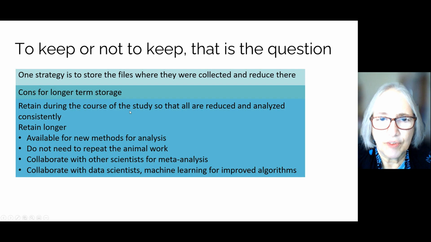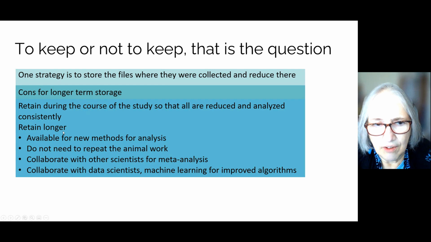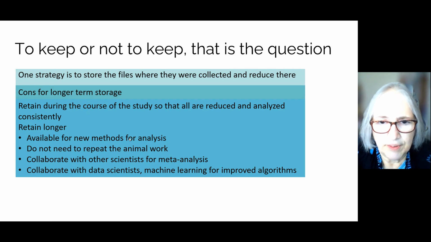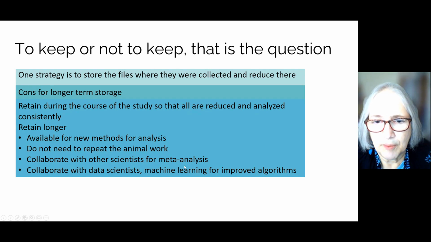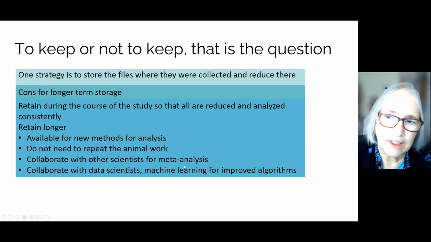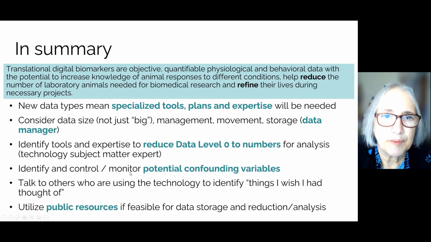Definitely, you want to retain it during the course of the study so that everything is handled consistently. And if you discover a systemic bias, you can go back and address it. If you retain it longer, your data are available for new methods, so people can work out new analytical methods, which is a plus. You don't have to repeat the work, which is very cost-effective, and it saves a lot of animals. And you can collaborate. You can take your data and someone else's data and collaborate for a meta-analysis. Like Angela was saying, can it be reproduced? Can you learn more from the second time through? And you can collaborate with data scientists to improve the algorithms.